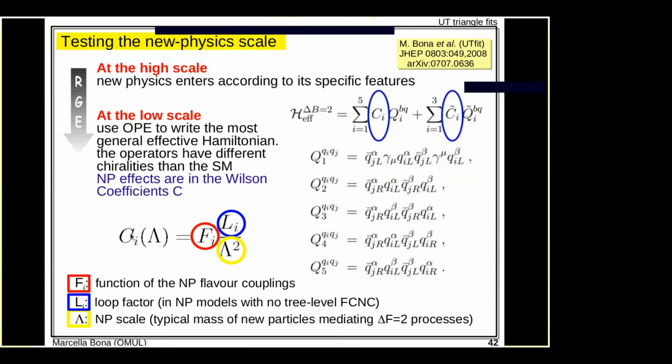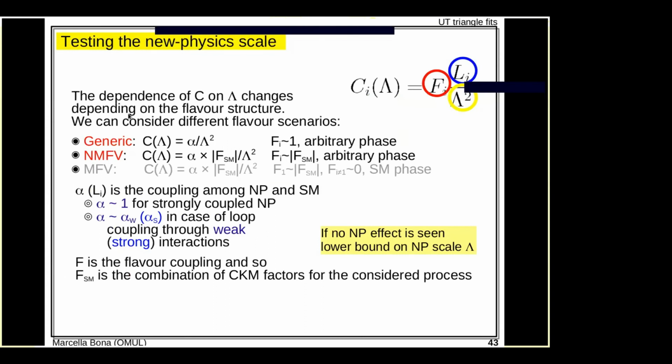So you see that the coefficients are inversely proportional to the square of the new physics scale. So if you have a bound on the Wilson coefficient, as we can get out of the fit, we can have a bound on the new physics scale, okay? So if you have an upper bound on the Wilson coefficient, you have a lower bound on the new physics scale, which is interesting. Of course, then you have to assume some behavior of the new physics.